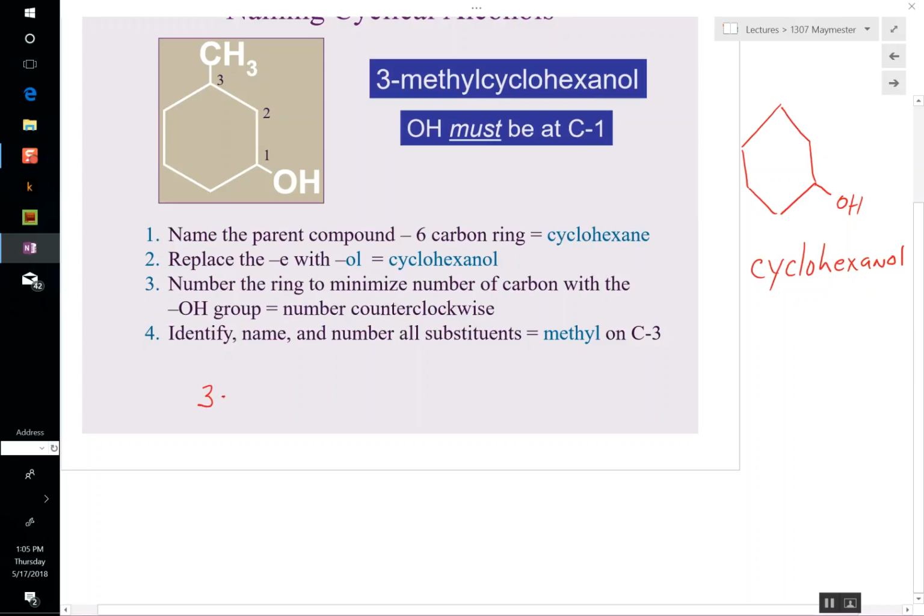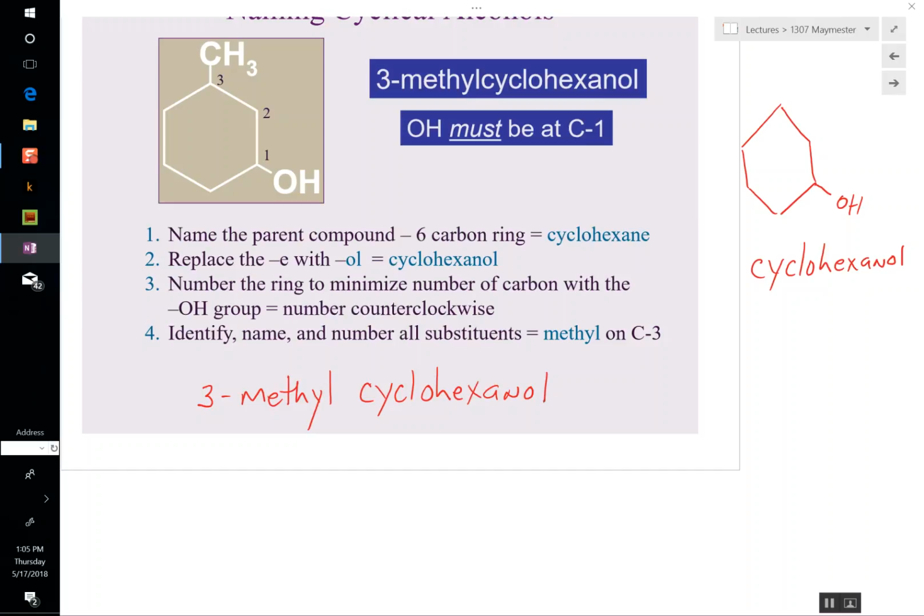And I don't need to put a 1. If this was not cyclical, if it was hexanol, then I would need a number. But on cyclohexanol, wherever the OH is is carbon number 1, and we're going to count from there. So the 1 is unnecessary. Okay?